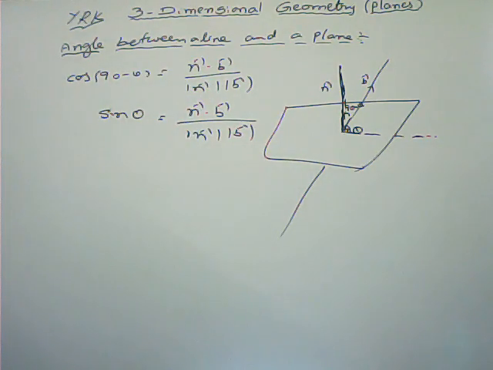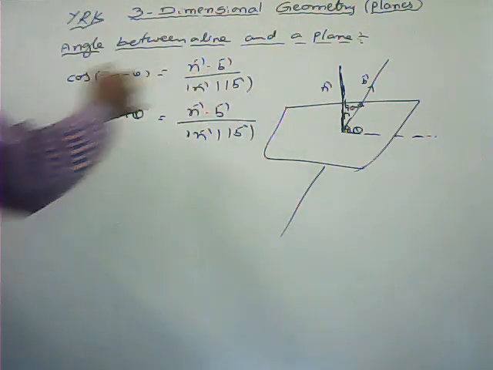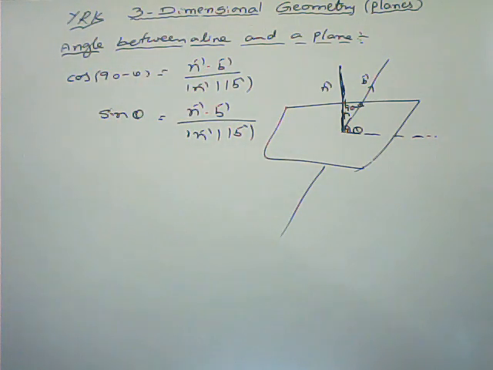To find the angle between a line and a plane, we can use sin theta. How to get sin theta? By using this formula, sin theta is equal to n bar dot b bar by modulus of n bar into modulus of b bar.